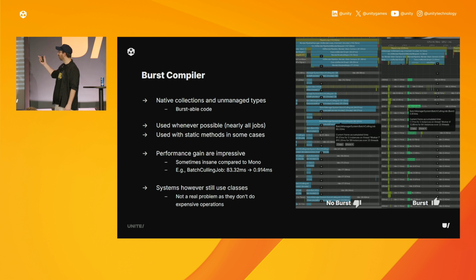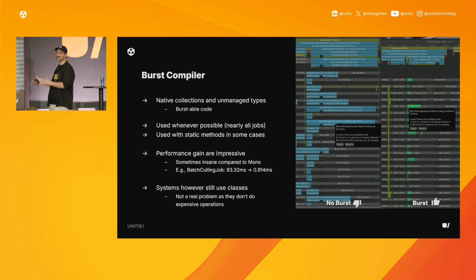So you have a profiling capture here, which shows a batch manager system that batch culling jobs that normally without Burst would take 84 milliseconds. When bursted, exact same scene, exact same code, we get down to under 1 millisecond. That is an absolutely insane ratio. And not all the systems do as well, but a lot of systems that are math heavy are excellent to compile that way. So our raycasting also, 40 milliseconds without it, 0.5 milliseconds with it.